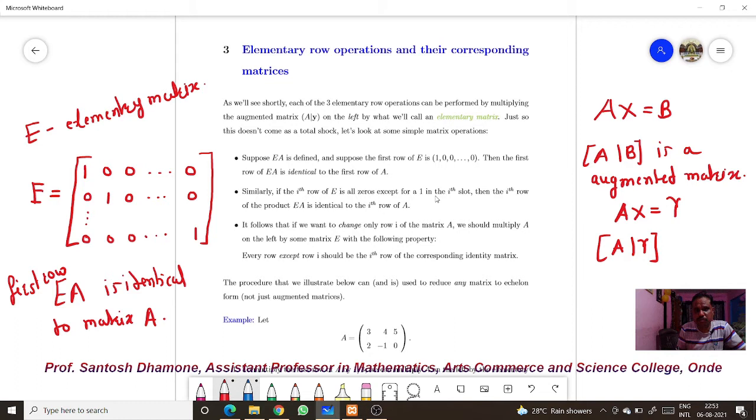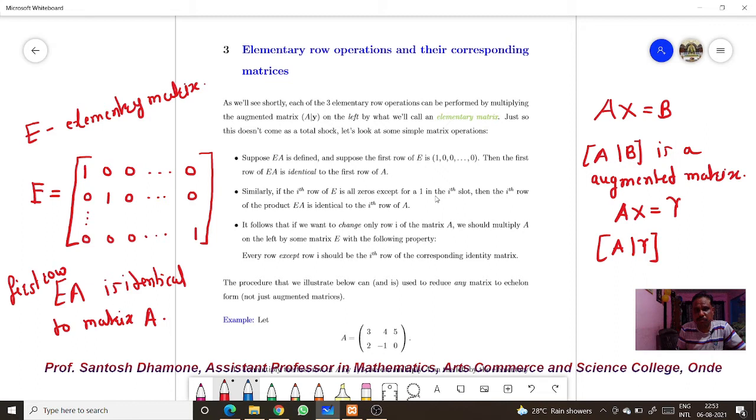It follows that if we want to change only row i of the matrix A, we should multiply A on the left by some matrix E with the following property: every row except row i should be the corresponding row of the identity matrix. This is the first property of such an operation.